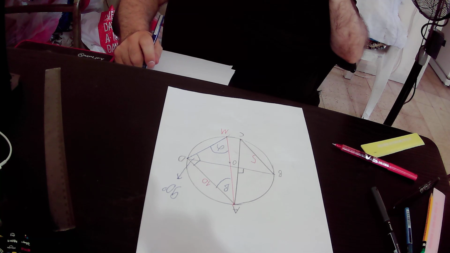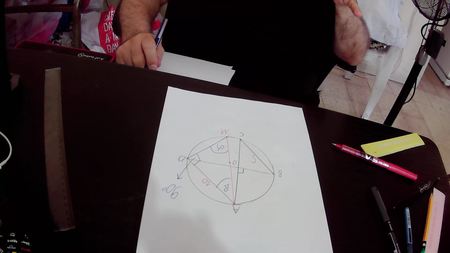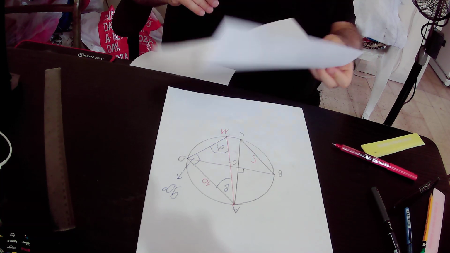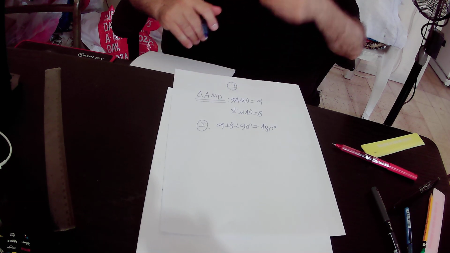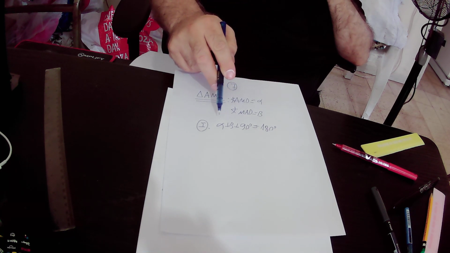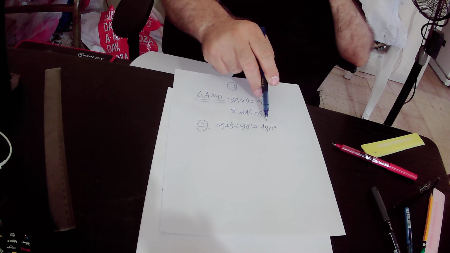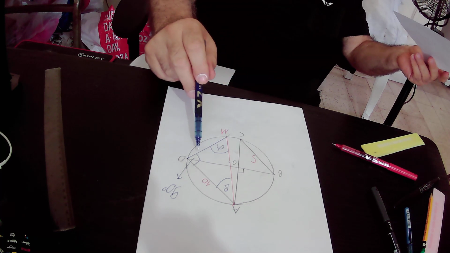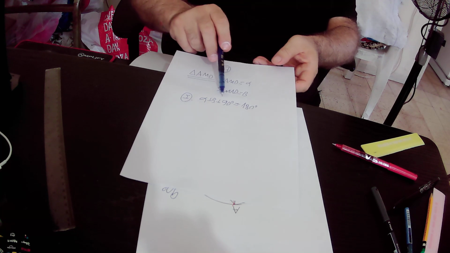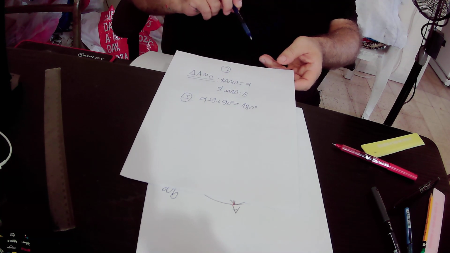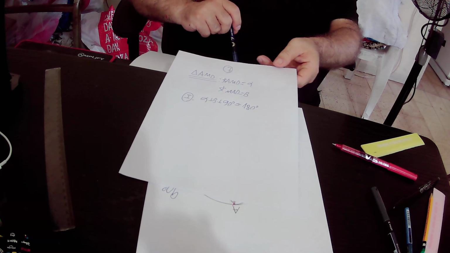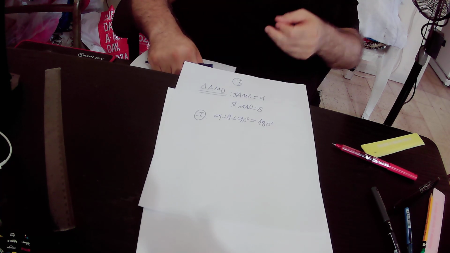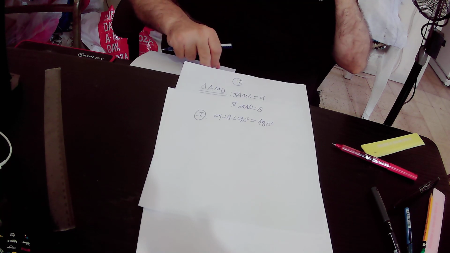It is true for any triangle in the world. The sum of the angles of any triangle equals 180 degrees. So we created equation number 1 that states that the sum of the angles in the right triangle AMD equals 180 degrees. The sum of the angles in the right triangle AMD is alpha plus beta plus 90 degrees, and it equals 180 degrees. Okay, so we will subtract 90 degrees from equation number 1.